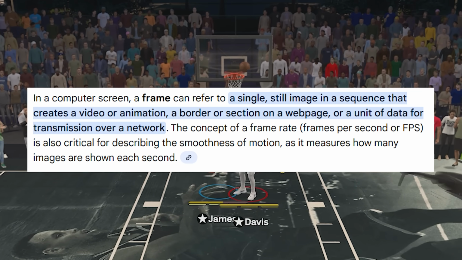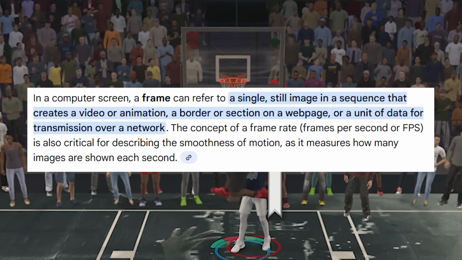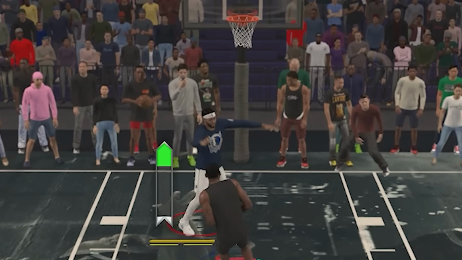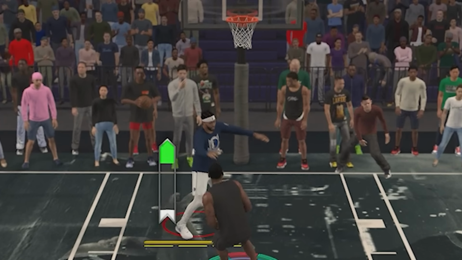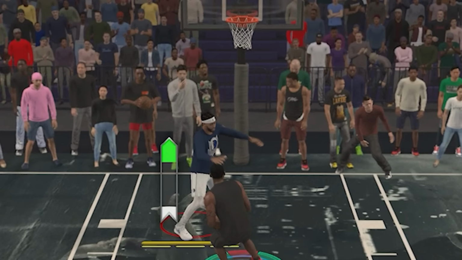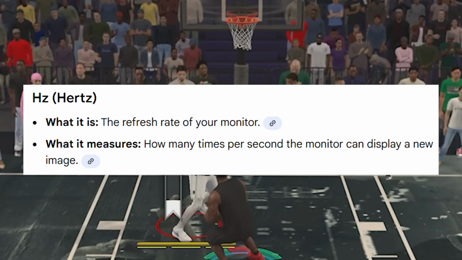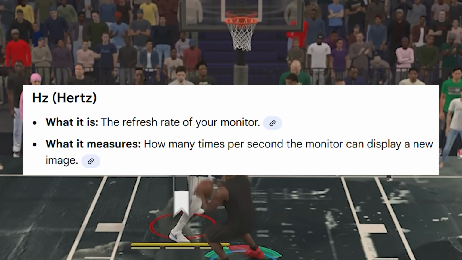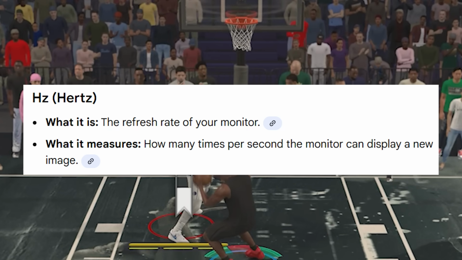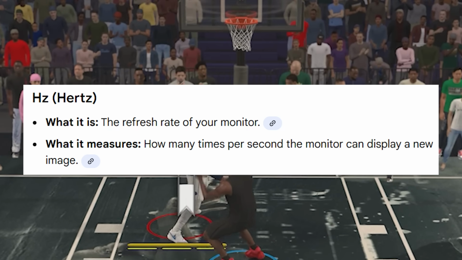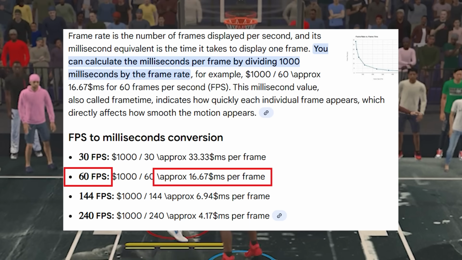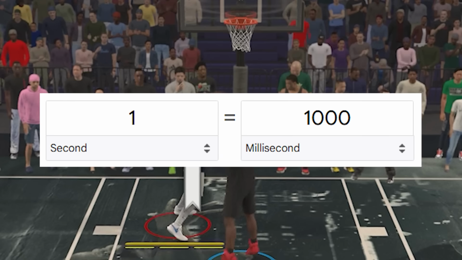First one, we got frames. It refers to a single still image in a sequence that creates a video. So basically, in this one here, those small ticks are your frames. So every still image you see, those are your frames. And the unit of measurement that refers to how many frames you can get per second is your hertz. So 60 hertz means 60 frames per second. And usually 2K runs at 60 hertz. And in relation to time, on a 60 frame per second, one frame is around 16.67 milliseconds. And by the way, 1 second is 1000 milliseconds.